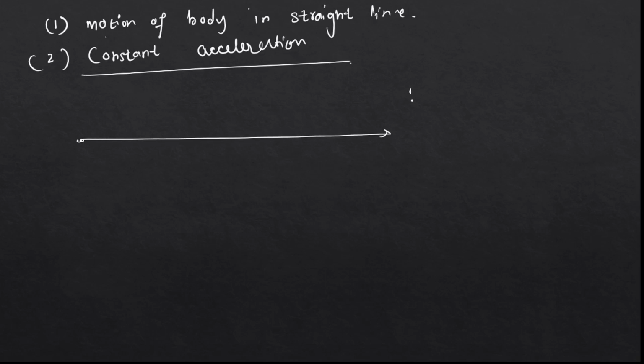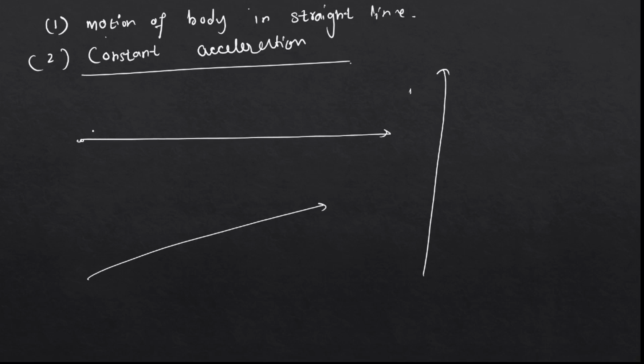Straight line motion means the body only moves in a straight line. It could be a horizontal line, a vertical line, or any oblique line. If the body moves this way, the motion is called straight line motion. The second requirement is that the body should have constant acceleration. I have told you the meaning of constant acceleration.